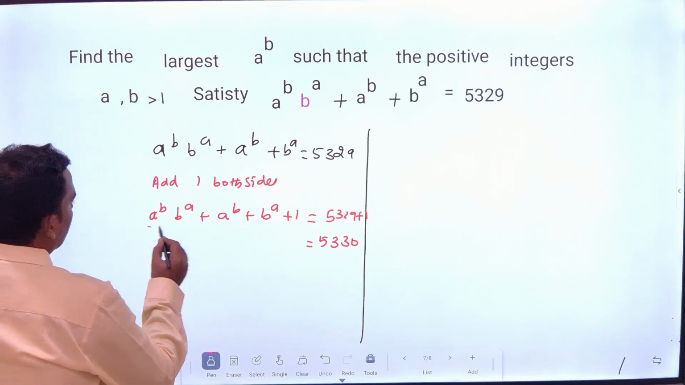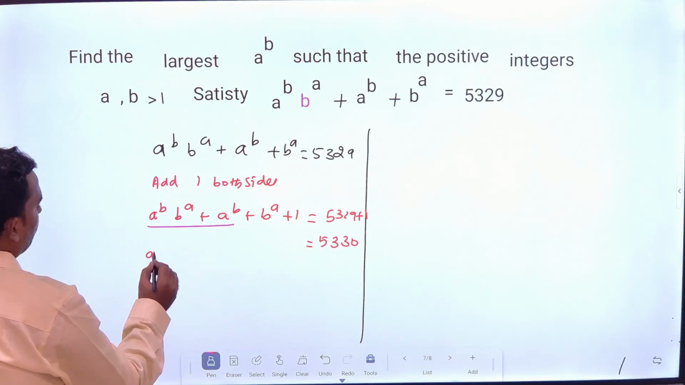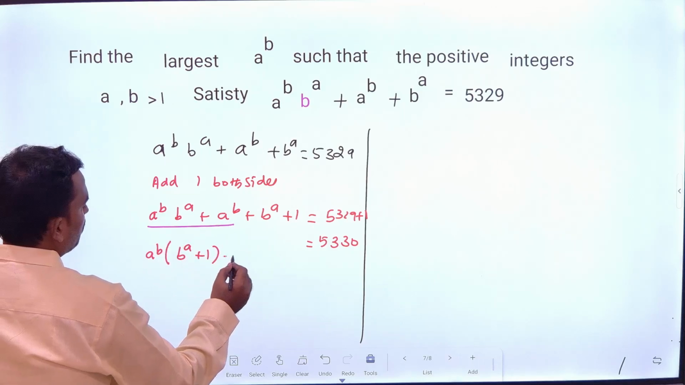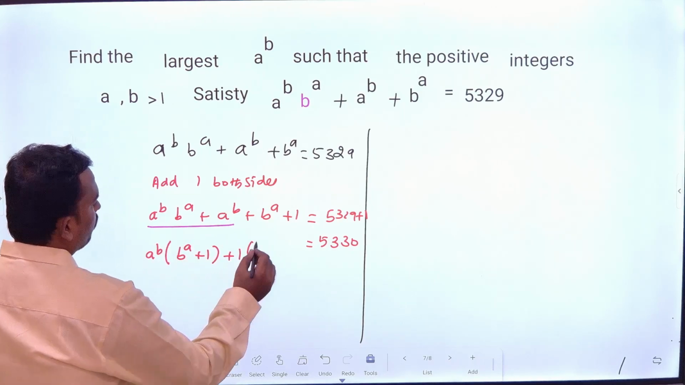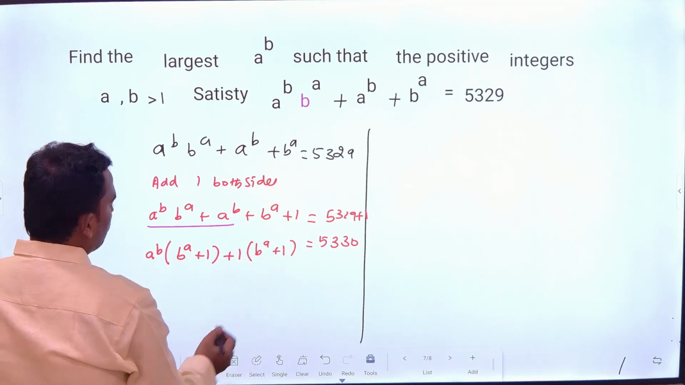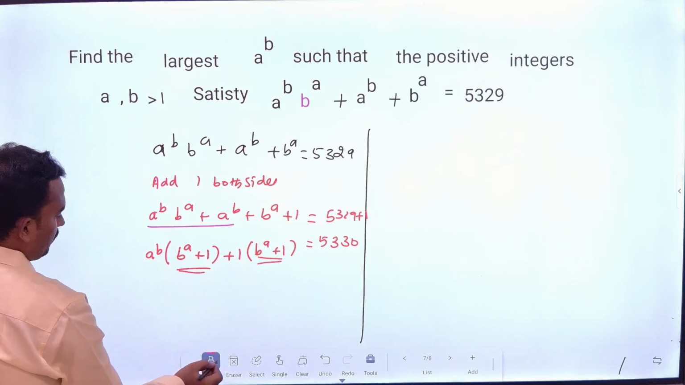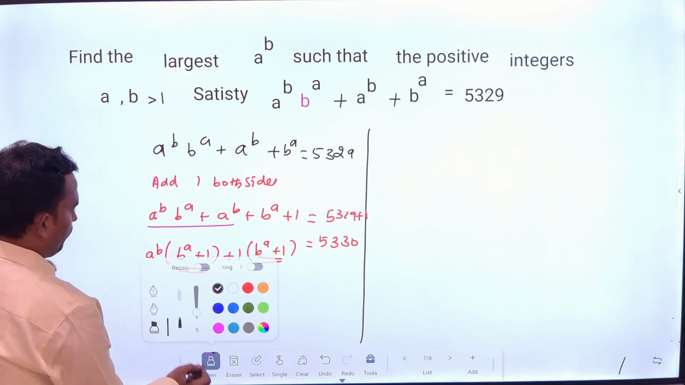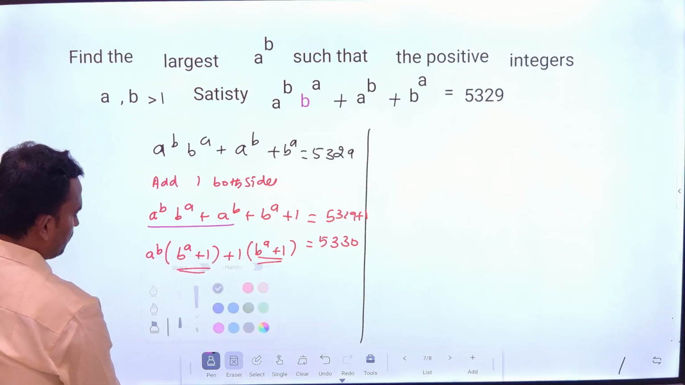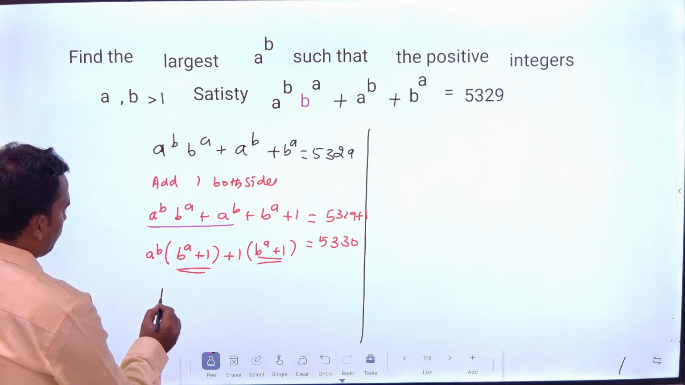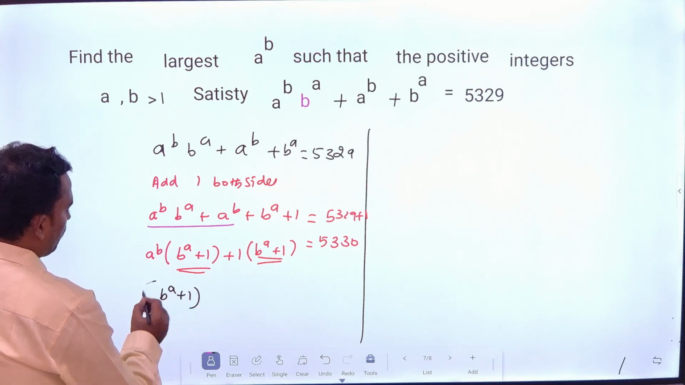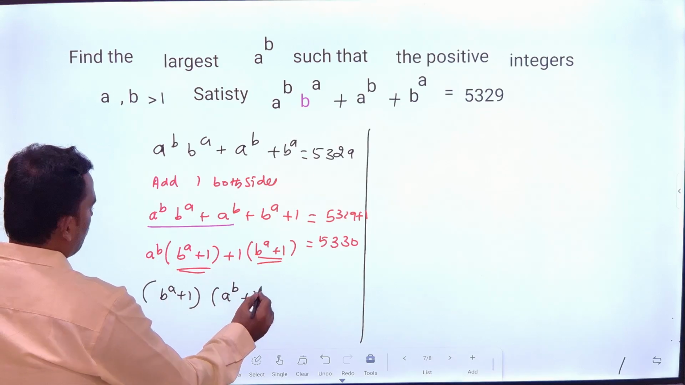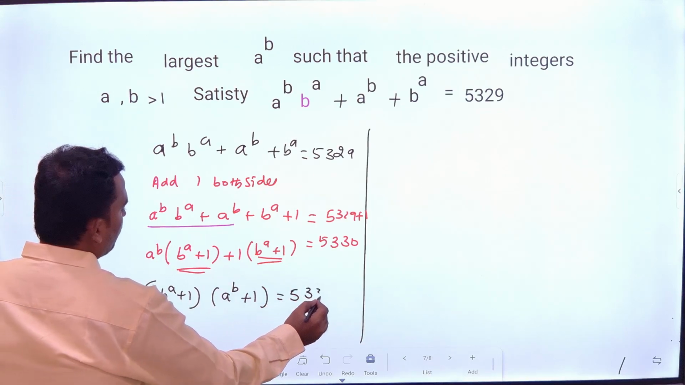Now you can see in the first two terms a power b is common, so you can take it out, leaving b power a plus 1. In the next two terms, 1 is common, leaving b power a plus 1. The whole expression b power a plus 1 is common, so take it out. Then a power b plus 1 times b power a plus 1 is equal to 5330.